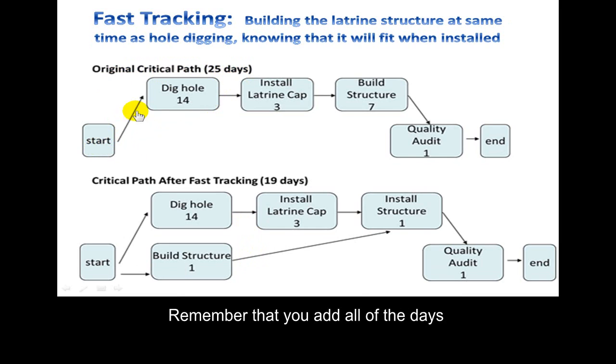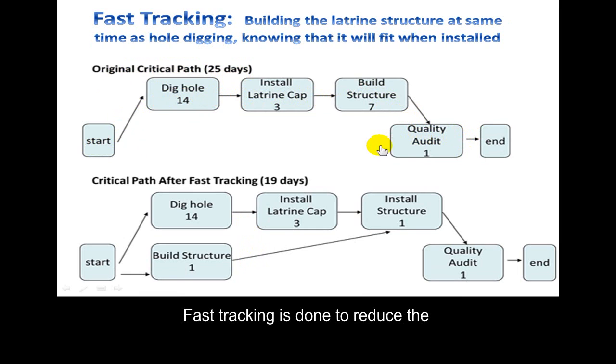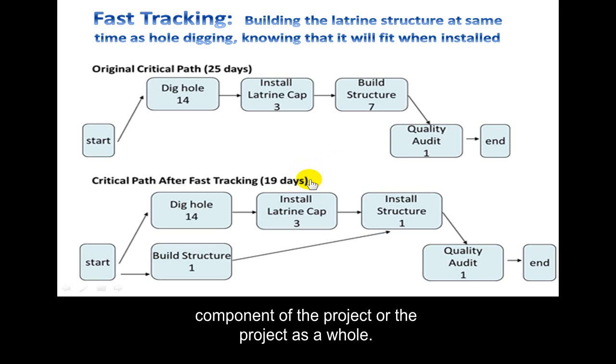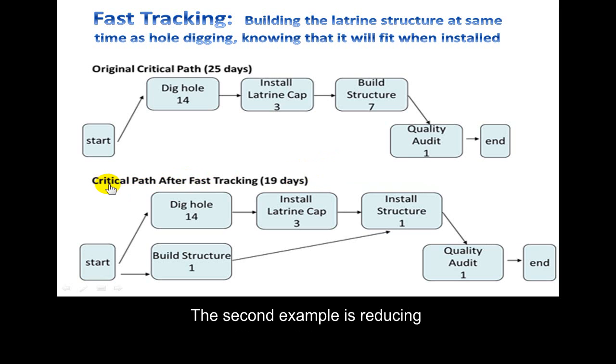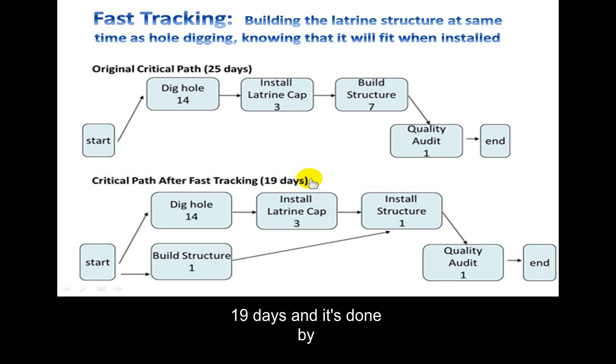And you remember that you add all of the days on the pathway, and you'll see that adds up to 25. The fast tracking is done to reduce the number of days for completion of this component of the project or the project as a whole. So this second example is reducing the project from 25 days down to 19 days. And it's done by taking the structure activity out of the critical path and putting it into a parallel path so that it can be done simultaneously.